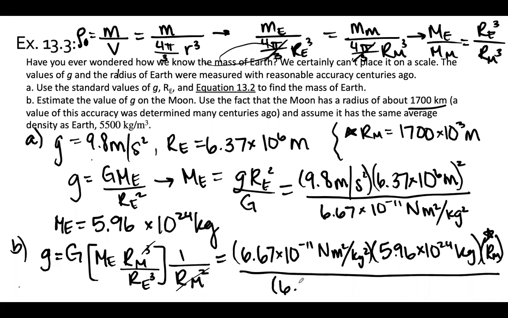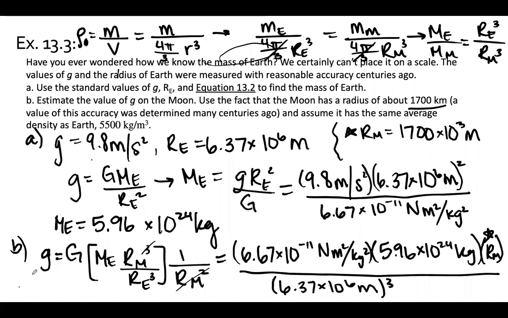So it's going to be 6.37 times 10 to the 6 meters cubed. Let me do this in my calculator as quick as I can. Got this value times 6.67 times 10 to the negative 11th times our radius, which is 1.7 times 10 to the 6th divided by the radius of the Earth, 6.37 times 10 to the 6th, and that is going to be cubed.